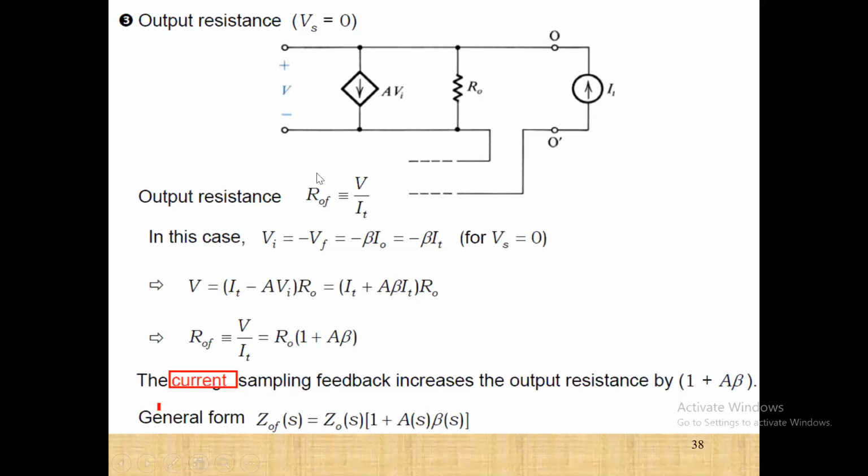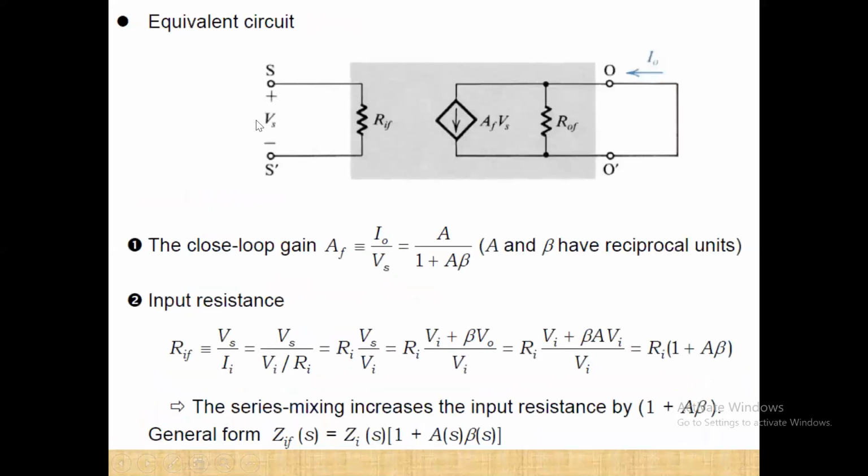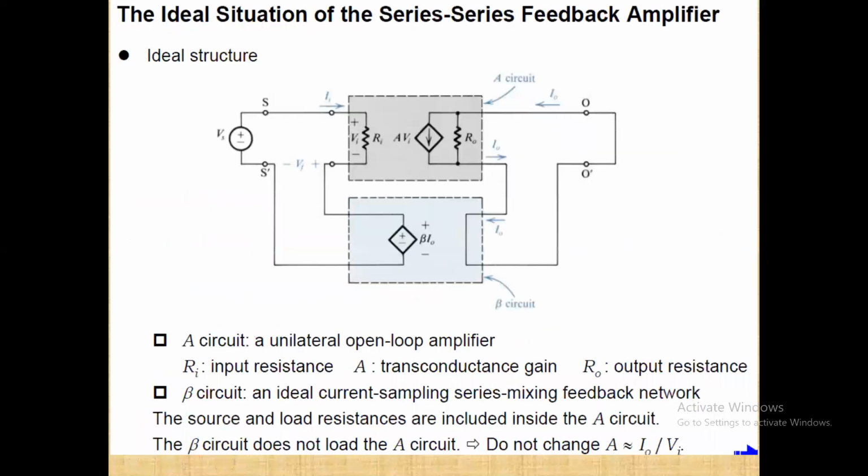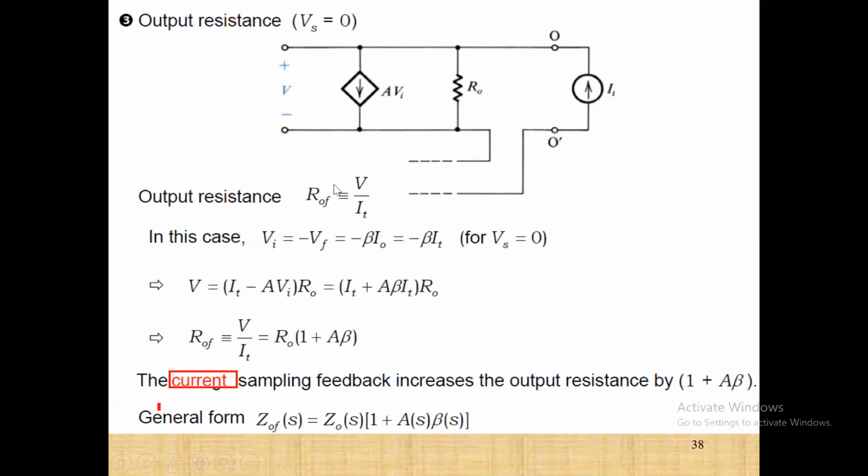Now Vi itself, if you go back over here, Vs is nothing but Vi plus Vf. Therefore Vi will be equal to Vs minus Vf, but Vs we have considered zero in this particular case. So Vi will be minus Vf, and Vf is nothing but beta I naught, and I naught is nothing but the IT. So we have Vi equal to minus beta IT for Vs equal to zero.